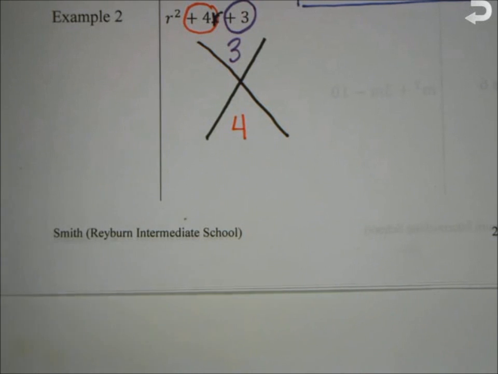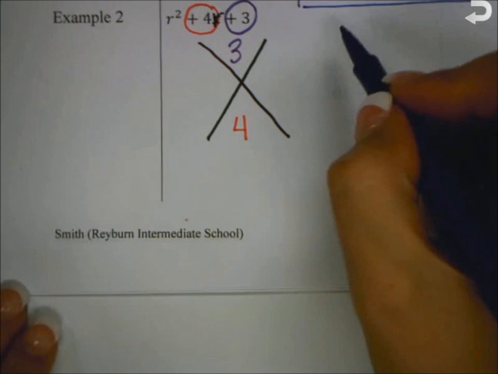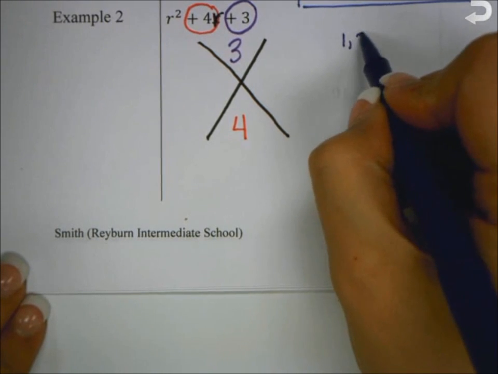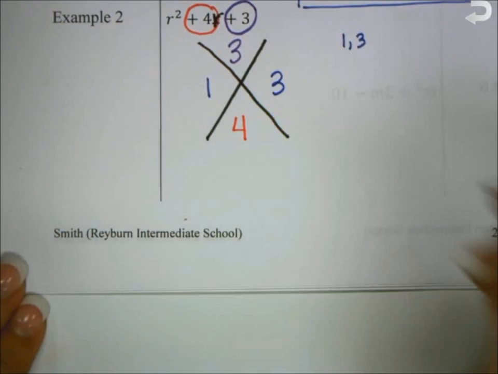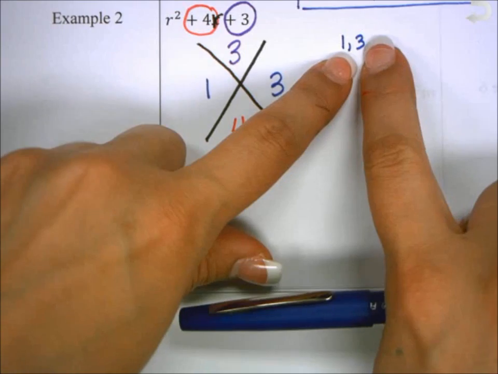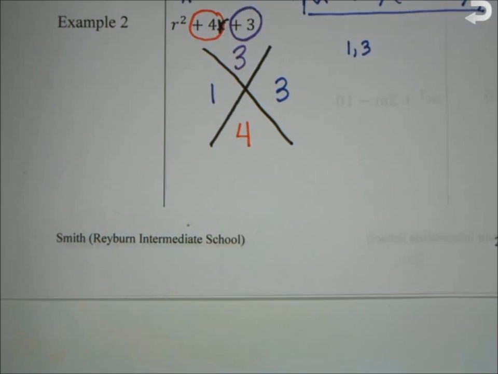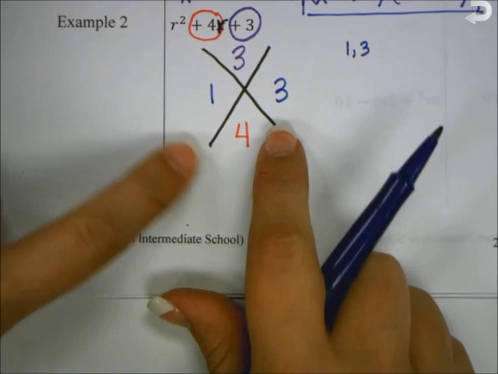Let's double check. What's 1 plus 3? 4. Okay, so it does work, right? Don't just automatically put numbers in there, because what if they don't add up to the bottom? Then you can't do it. A 1 and a 3. 1 times 3 gives me 3. 1 plus 3 gives me 4.